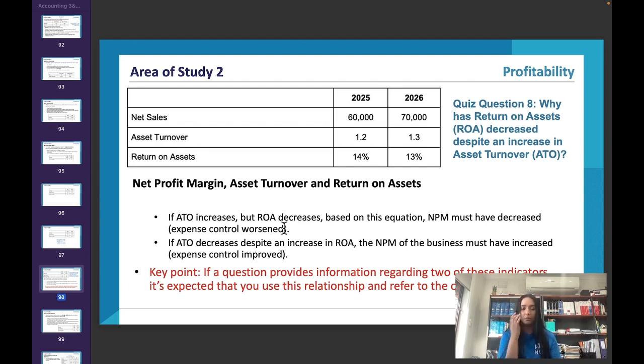So if a question provides information that includes return on assets, net profit margin, and asset turnover, and they include two of these three, then you need to know this relationship, understand why it occurs, and refer to the other indicator that isn't provided. In this case, net profit margin wasn't provided, but they did provide asset turnover and return on assets. You need to analyze those changes to understand how they indicate the change in net profit margin.